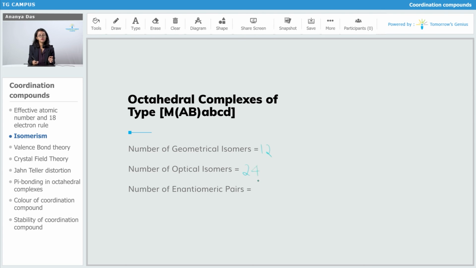Enantiomeric pairs is the number of optical isomers divided by 2. So that's again 12. And the number of stereoisomers is equal to the number of optical isomers plus the number of optically inactive pairs. So that was 0. So the total is 24. So you can see the total number of stereoisomers, geometrical isomers, optical isomers and enantiomeric pairs were the same for the complex M(AB)(ABCD) and M(AA)(ABCD). So next we move on to other complexes.